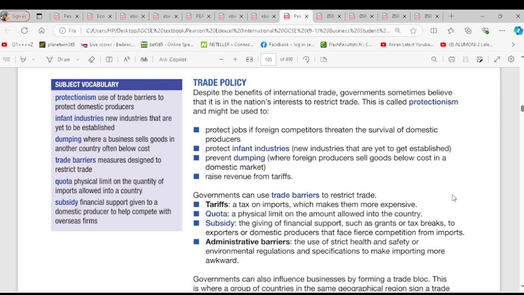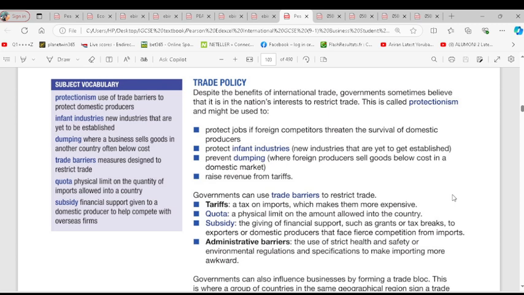Prevent dumping. I talked about it, where foreign producers sell goods below cost in the domestic market. I explained that, right? Is it clear, please? Yes. Raise revenue from tariffs.